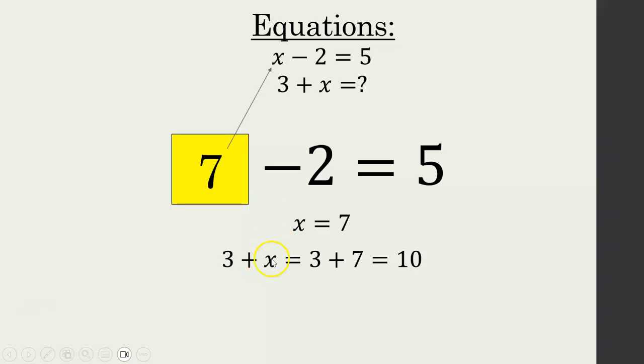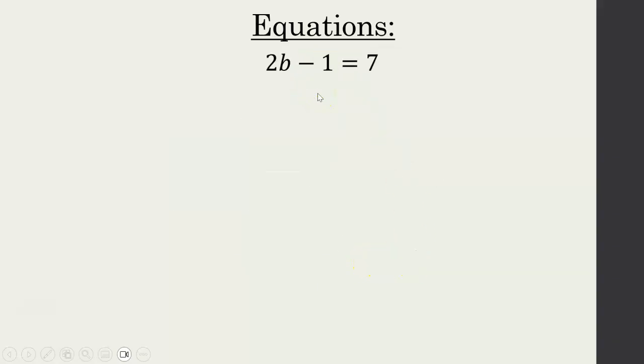Because remember, we don't have to put the x in from now on. We can just put in the 7. So 3 plus 7 is equal to 10. So that would be the answer to the second equation there.